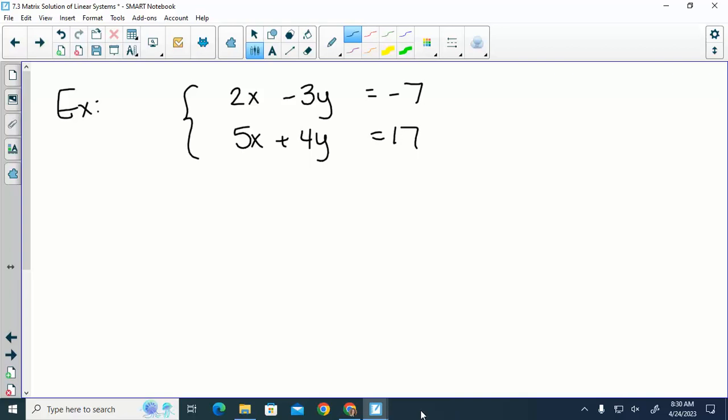Does it matter which one I put on top here? No. Neither one has a 1 in that position, so it's not going to save me time by putting one on top versus the other.